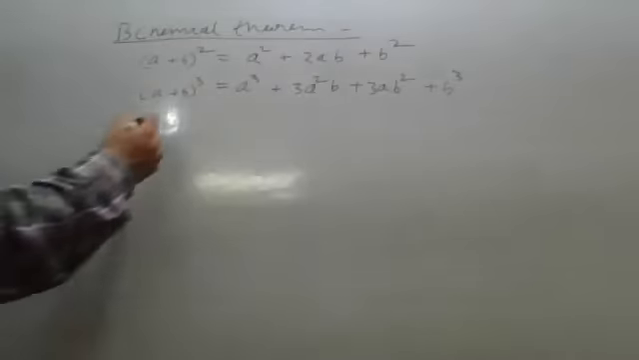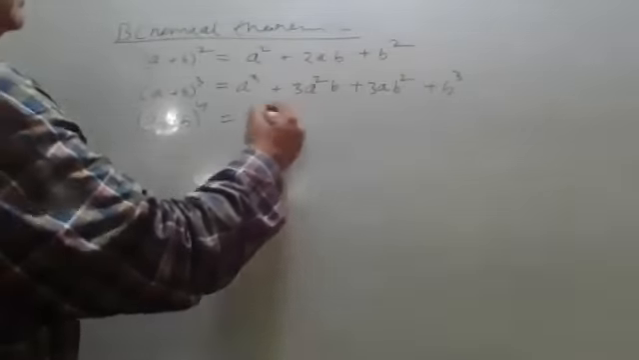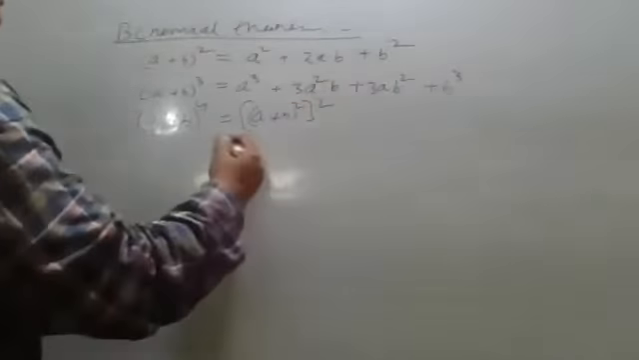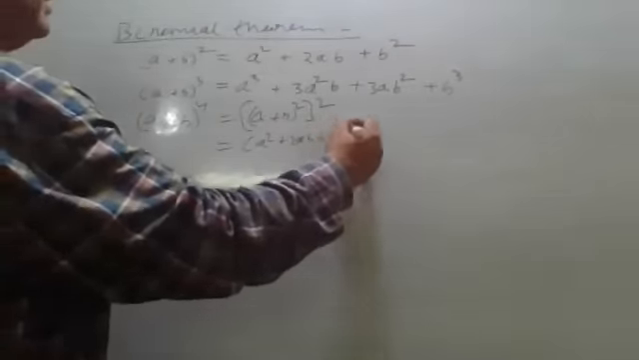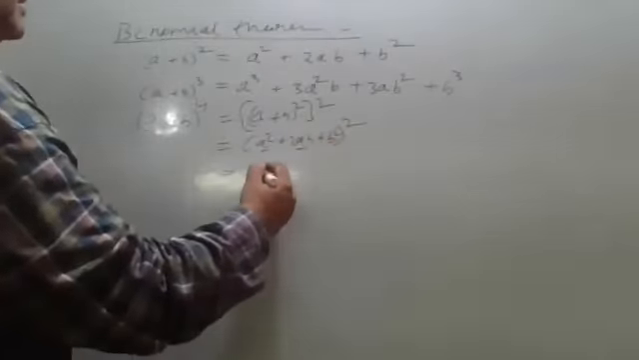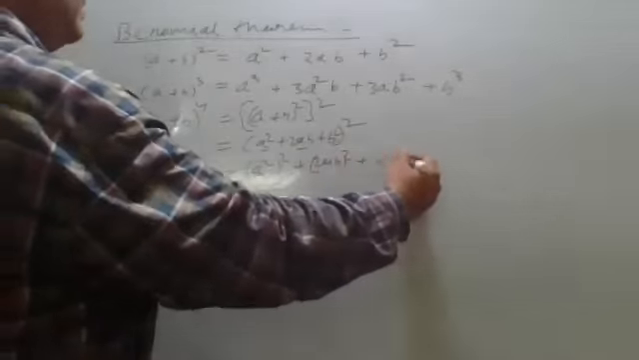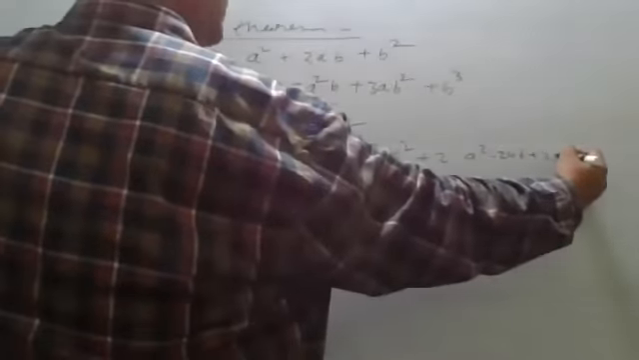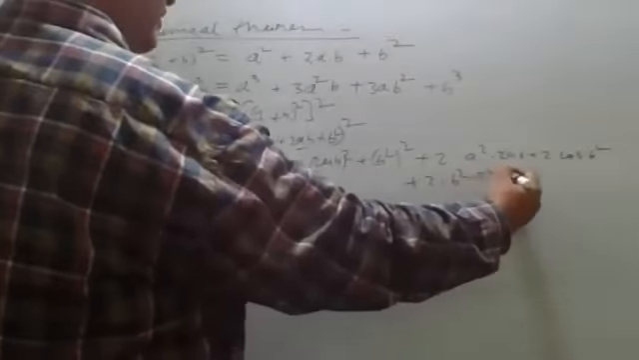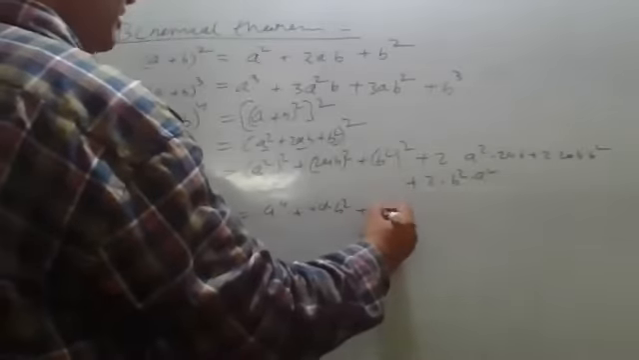But if you want to expand (a + b) to the power 4, what could it be? To expand it, first write (a + b)², then square it. (a + b)², we know, is a² + 2ab + b², then again squared. Then use (a + b + c)², that is (a²)² + (2ab)² + (b²)² plus 2 into a into b plus 2 into b into c plus 2 into c into a.